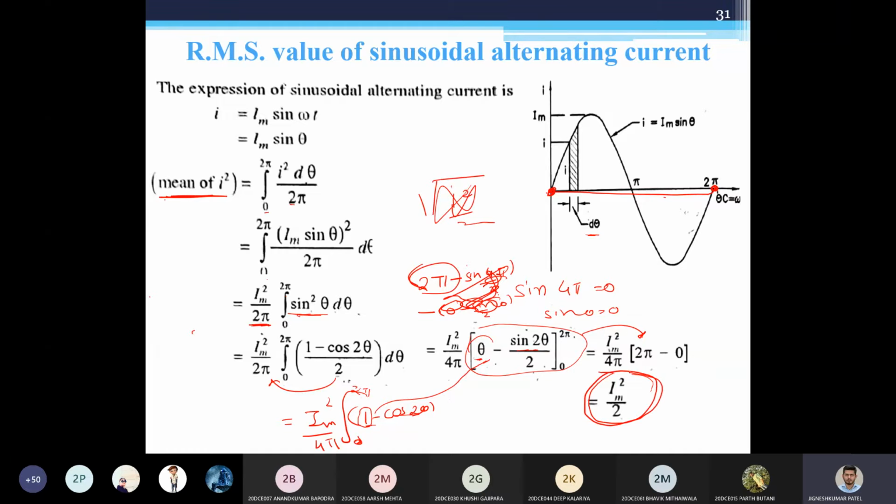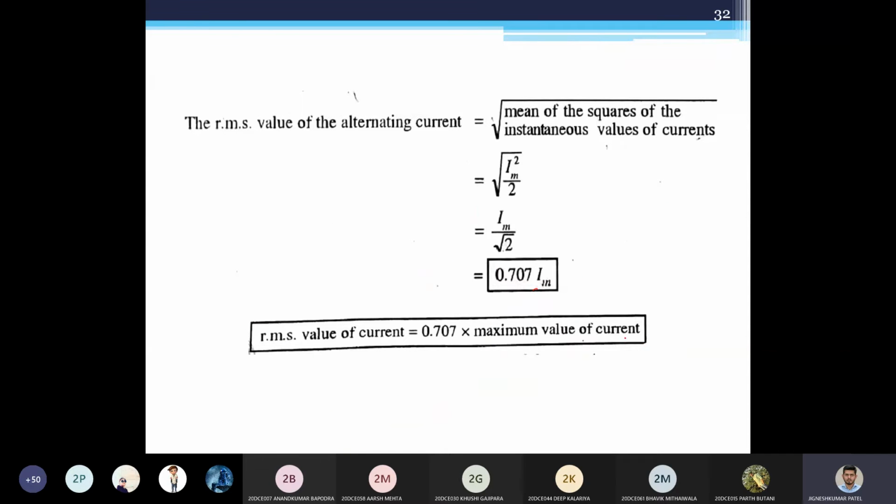But what is this value? This is just the mean of i square. But actually, to find the root mean square value, you have to take the square root of the mean of the squares of the instantaneous values of the current. So that would be the square root of Im square divided by 2. That would be Im divided by root 2, and finally you will get 0.707 Im.